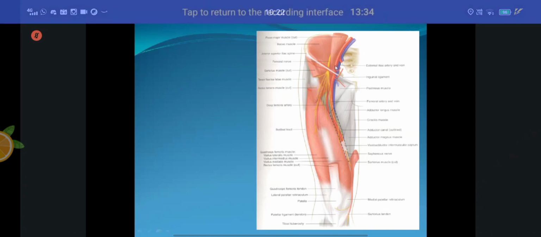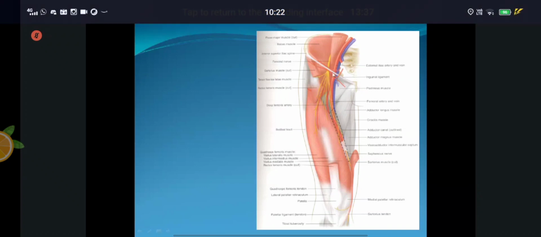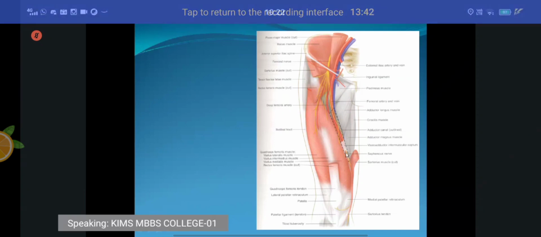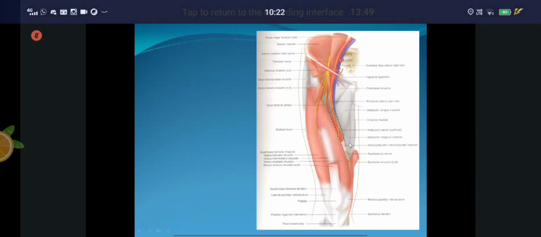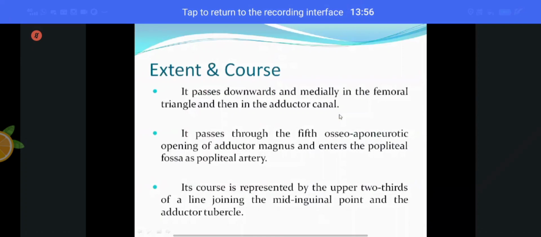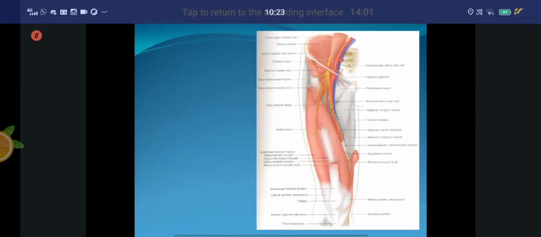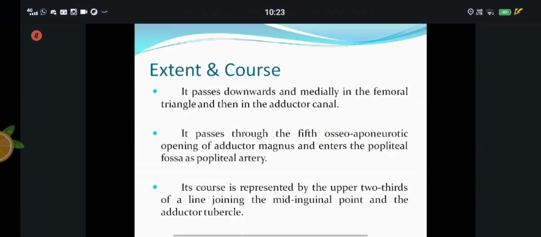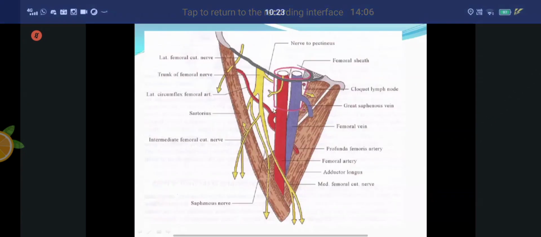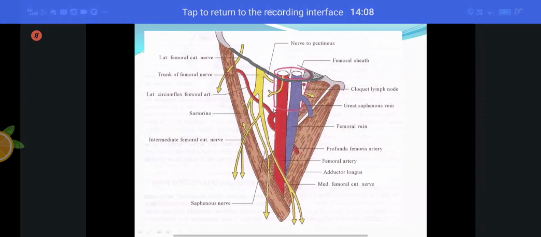So the femoral artery is a continuation of the external iliac artery, and the femoral artery continues as the popliteal artery after passing through the 5th osteoaponeurotic opening in the adductor magnus, right? So this is about the course of the femoral artery. So what are the boundaries of the femoral artery here? Not the boundaries, the relations of the femoral artery.